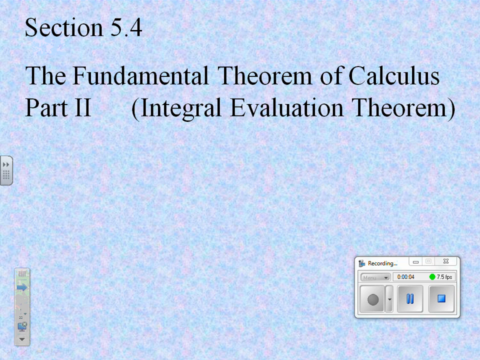All right. So, again, we're about halfway through section 5.4, and you're actually going to see the second part of the fundamental theorems before you see the first part, and the reason for that is the first part's a little harder. It's more abstract. This is all about practice. In fact, a lot of people call this the integral evaluation theorem. What it tells you how to do is take an integral and associate a number with it.